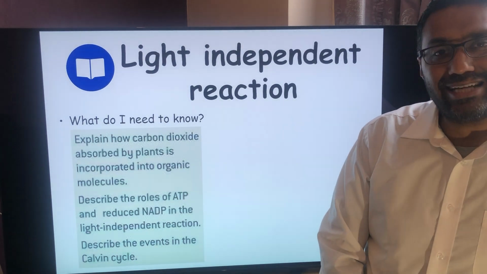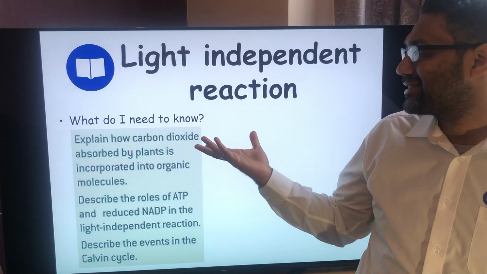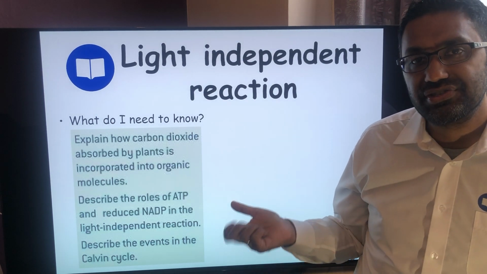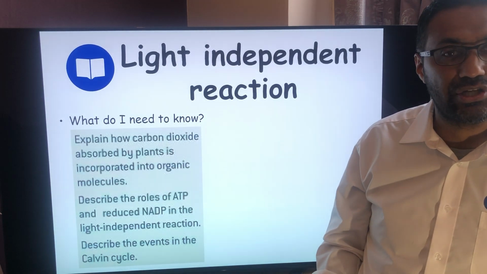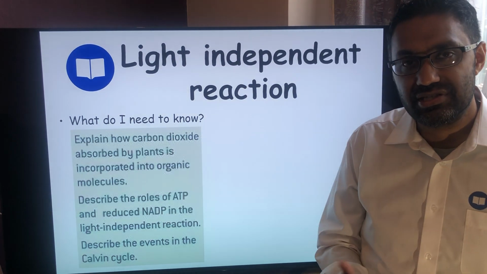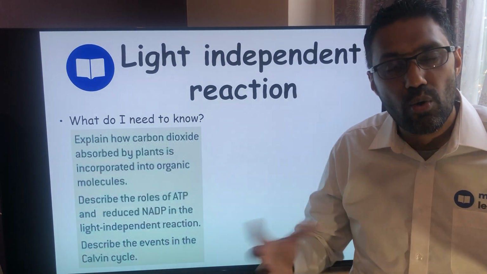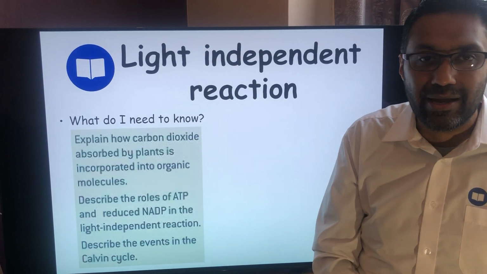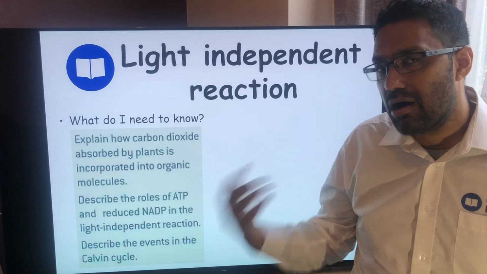So last time we looked at light-dependent because it depends on light. Light is needed. So obviously this means light-independent. It means this doesn't need light. So this part of photosynthesis doesn't require any light. Does that mean photosynthesis can happen in the dark? The answer to that question is obviously no. You can't get photosynthesis happening in the dark. This bit can happen in the dark, but photosynthesis as a whole can't, because if you don't get the products from the first stage, the light-dependent reaction, if the LDR doesn't happen, the LIR can't happen.